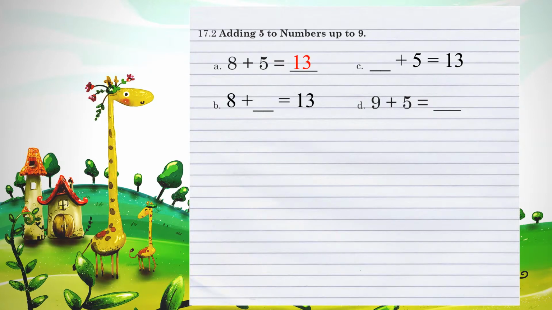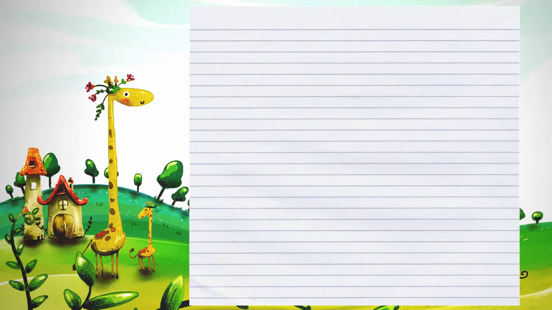Let's look at example B. 8 plus what number equals 13? We have to count in our head once again. If we start with 8, we got 9, 10, 11, 12, 13. We count how many times we move, which means we have added 5 to get to an answer of 13.